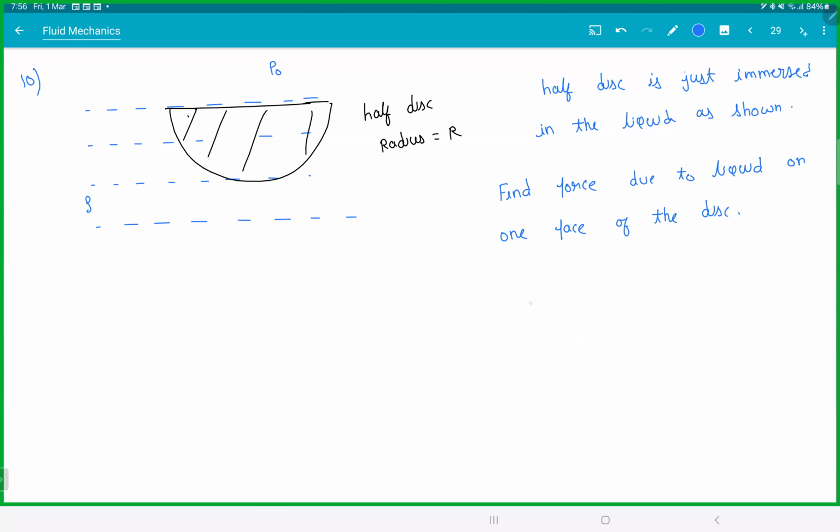So let's say someone makes a container like this, a half cylinder. And this entire thing is filled with liquid. So then find the force on this half disc due to the liquid in the container. Able to visualize? I could have asked the same question. It's the same thing.